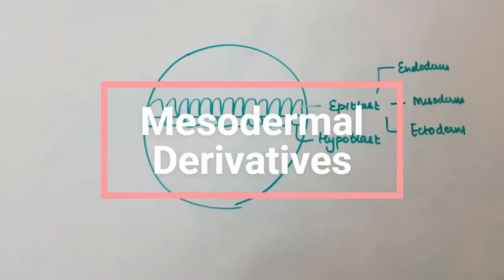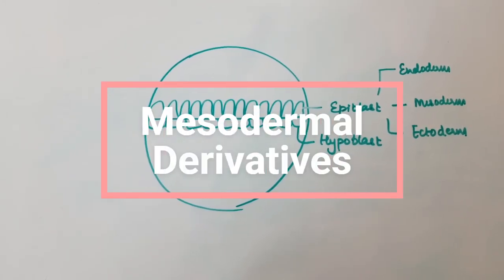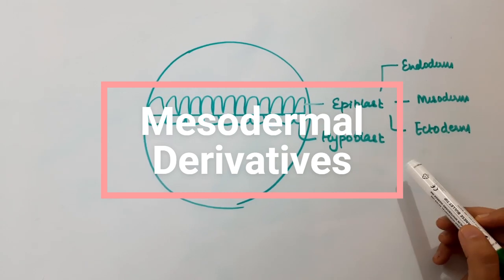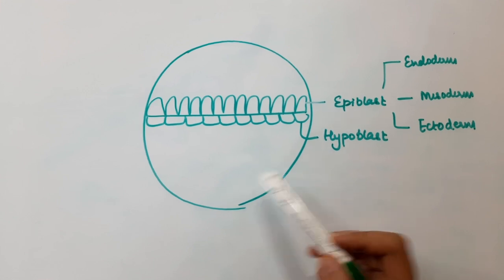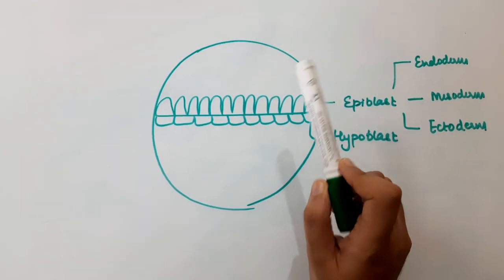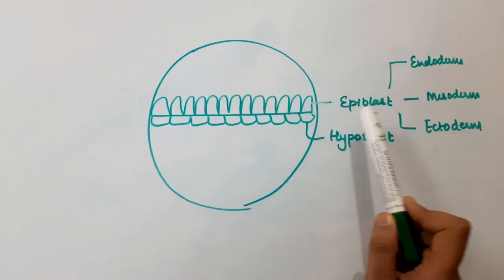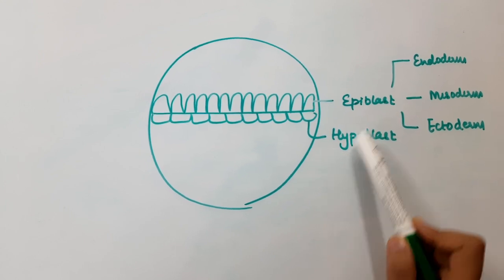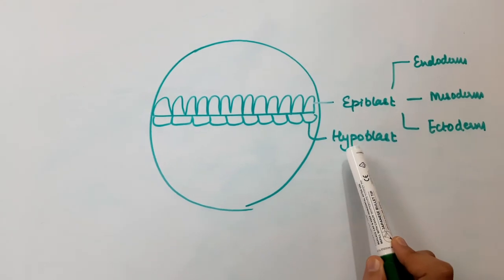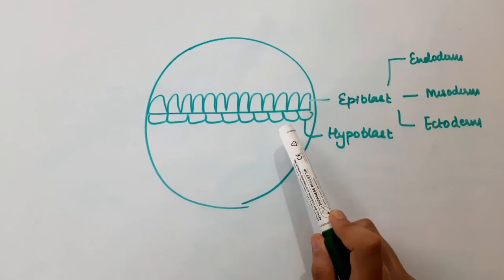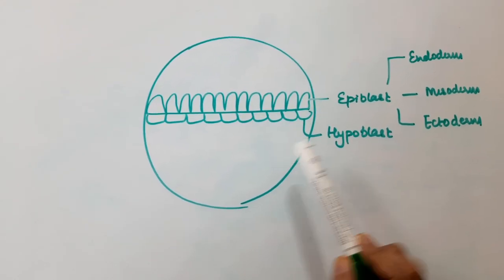Hello everyone, in this video we will learn about the structures derived from the mesoderm. But before that we will see how the mesoderm is formed. In the embryo, the inner cell mass forms two layers, the epiblast and the hypoblast. Epiblast is composed of tall columnar cells and hypoblast is composed of short cuboidal cells.